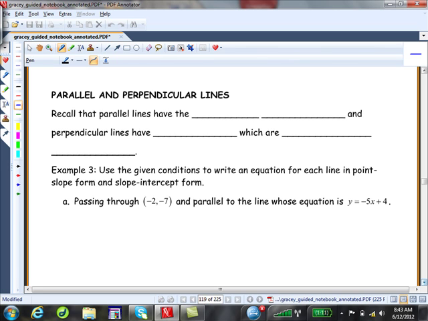Parallel and perpendicular lines. So recall that parallel lines have the what kind of slope? Good, the same slope. And perpendicular lines have slopes which are negative reciprocals. Right? Remember, if you multiply the two slopes together, you would get a result of -1.